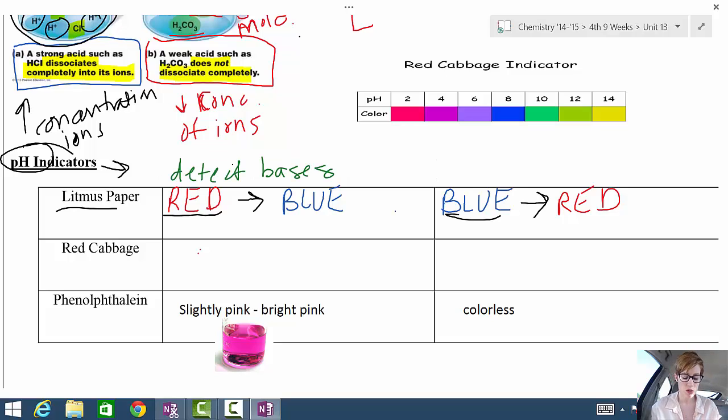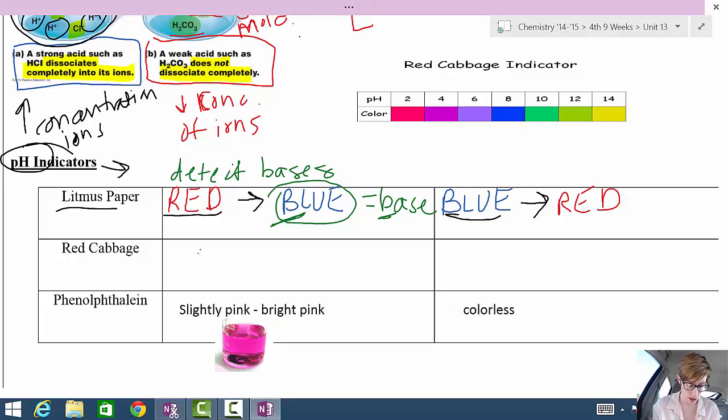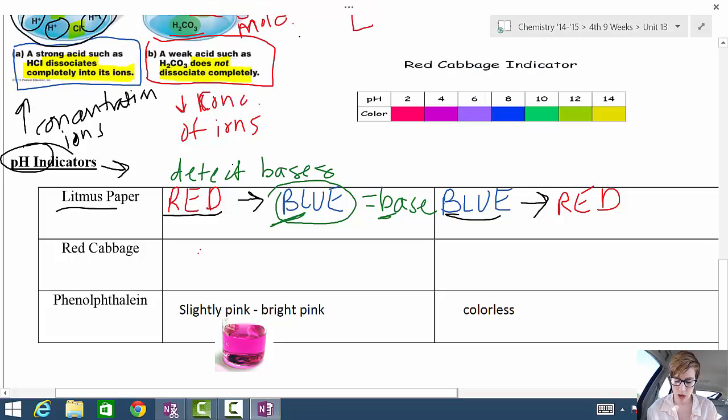Red litmus paper is used to detect bases. If you take a red litmus paper and you put it in a base, it will turn blue. If it turns blue, it is a base. Okay, so the way I remember that is BB. Blue equals base. If it turned blue, it's a base. Now, litmus paper also comes in a different color. It comes in a blue color.